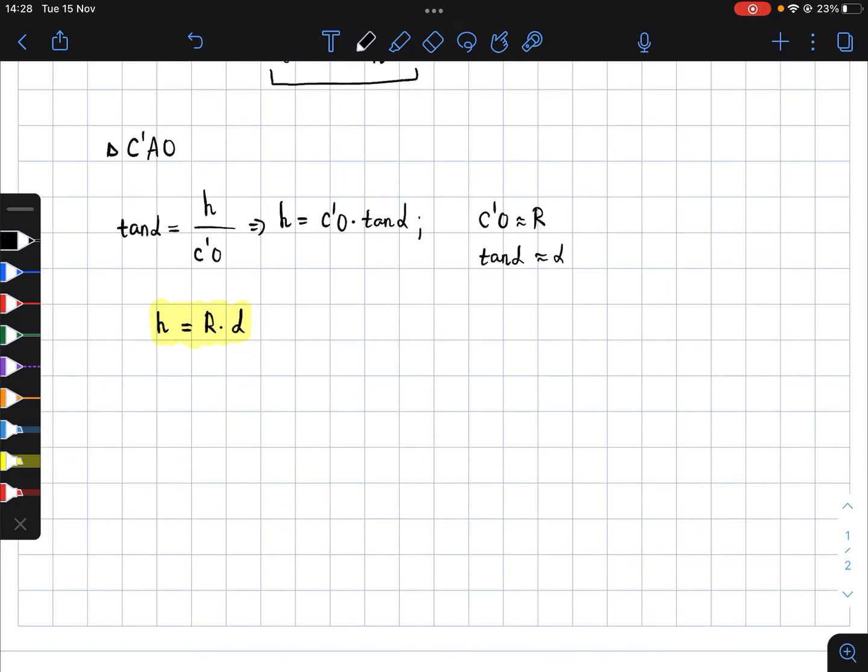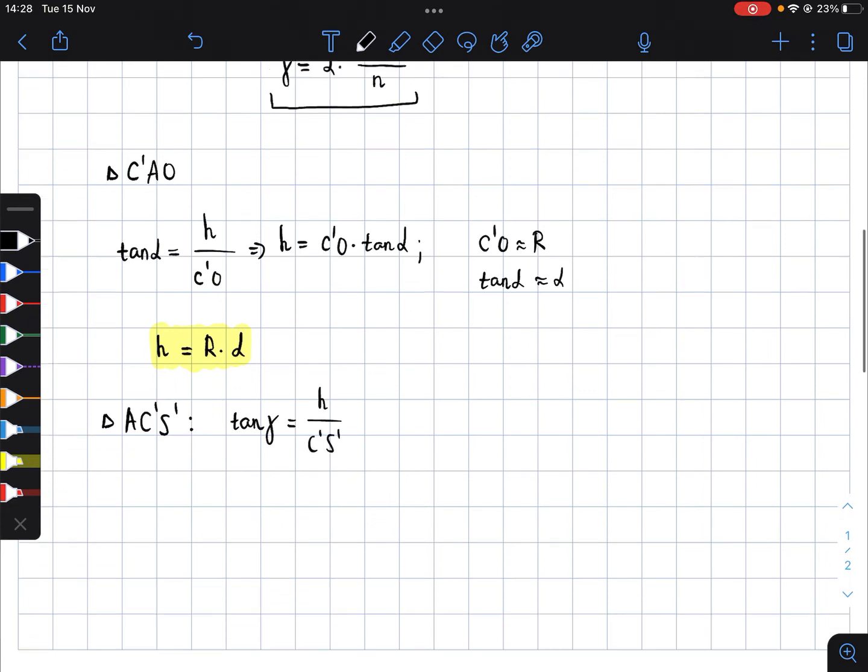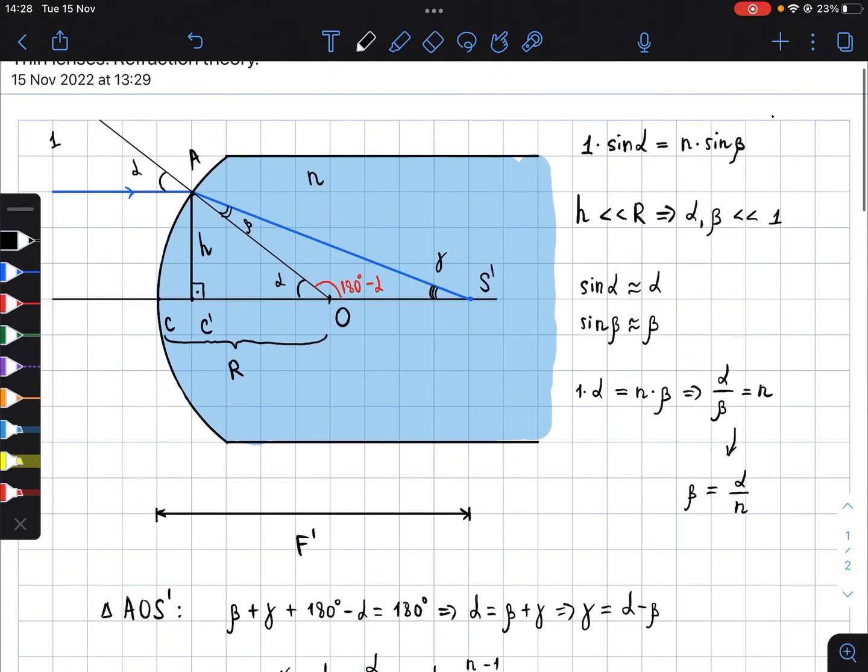Okay, now we are looking at another triangle, A, C prime, S prime. So from that triangle we have that tangent gamma is equal to H divided by C prime S prime. Okay, now look at this triangle one more time. A, C prime, S prime.